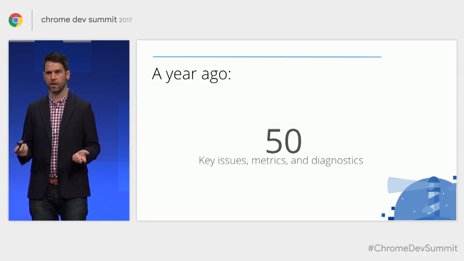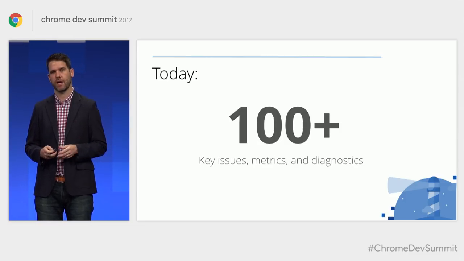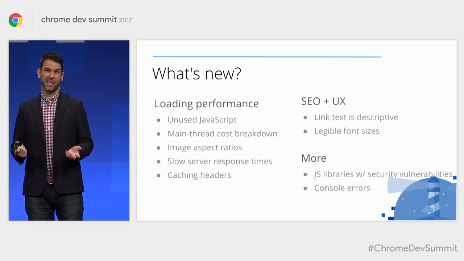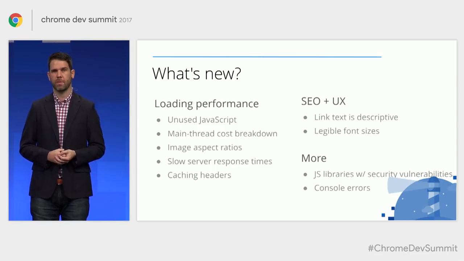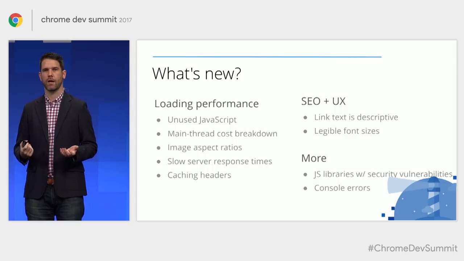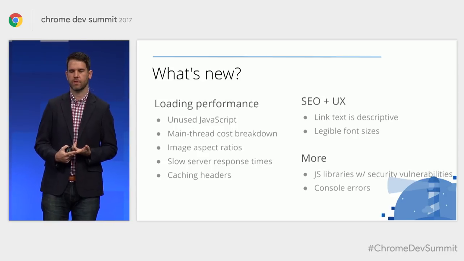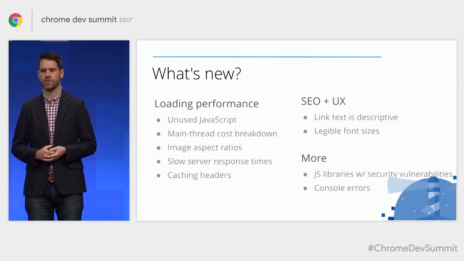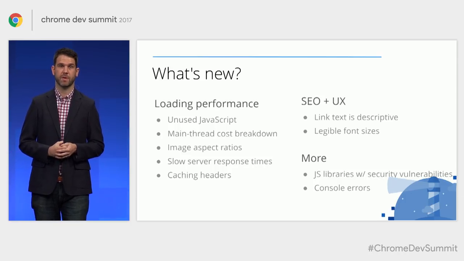Now, a year later, we've doubled that. So we're tracking a lot more things inside of Lighthouse and improved the implementation of many. A few of the key highlights that I'm really keen on, some new stuff around loading performance. We're identifying what percentage of your JavaScript was executed, identifying slow server response times, and identifying when your image aspect ratio has issues.